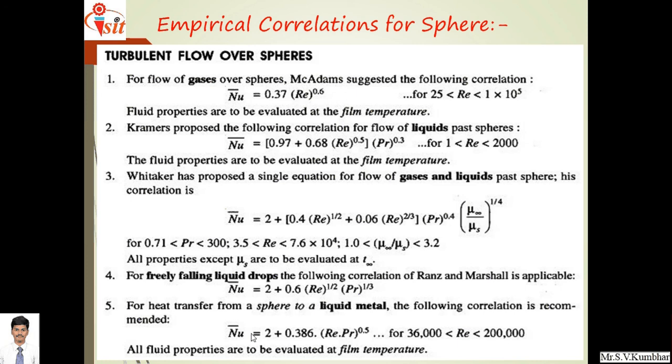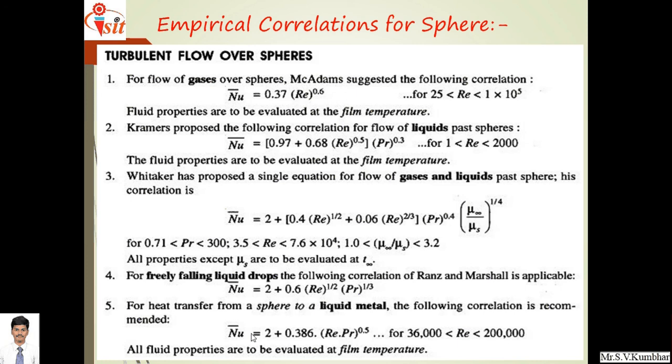Kramers proposed the following correlation for liquids past a sphere, that is Nusselt number is equal to 0.97 plus 0.68 Reynolds number raised to 0.5 into Prandtl number raised to 0.3. But the condition is that the Reynolds number must be greater than 1 and less than 2000. In this equation also, all fluid properties are to be evaluated at mean film temperature.